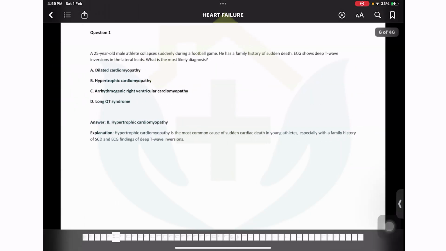It as such is the most common cause of sudden cardiac death in young athletes, and especially with a family history of sudden cardiac death. ECG findings of deep T wave inversions in the lateral leads V2 to V6 are highly suggestive of this thing.